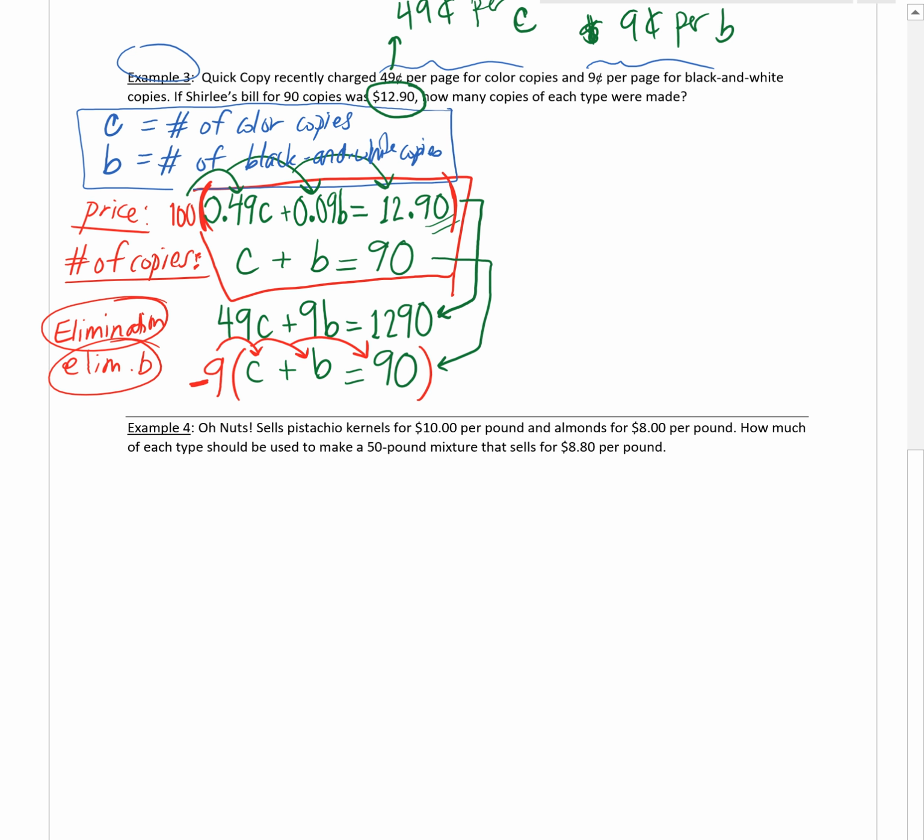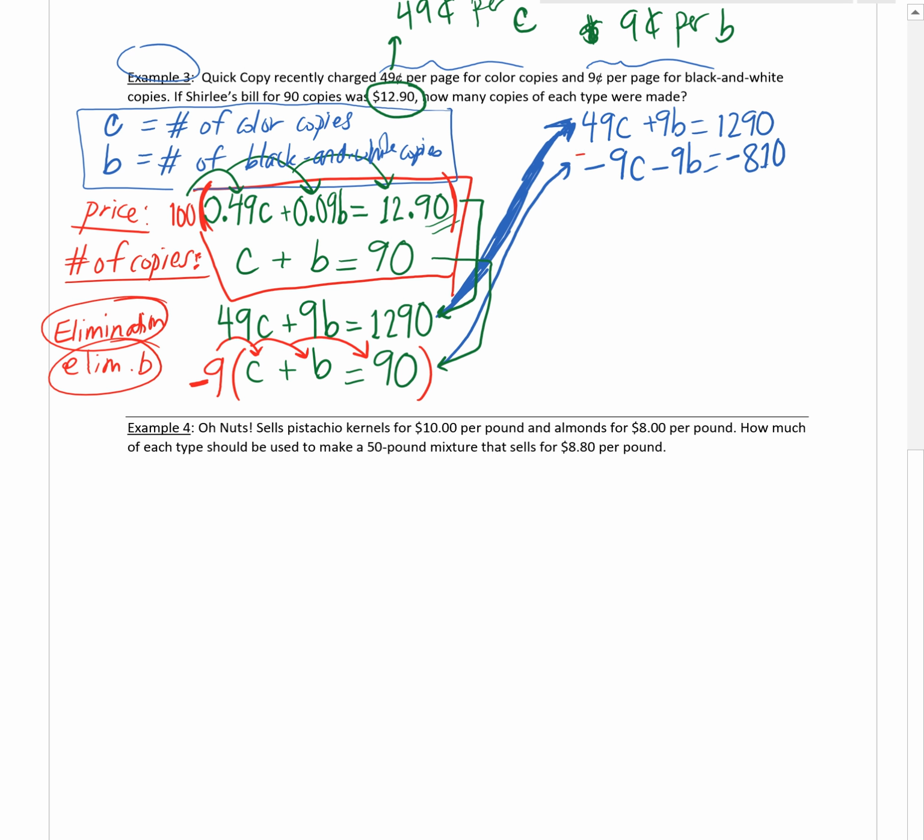Okay, the top one I'm not going to do anything to. I'm just going to rewrite it as is, maybe up here a little higher. So it was 49C plus 9B is 1290. And the bottom equation, now I'm multiplying everything by -9. It'll become -9C minus 9B equals -810.